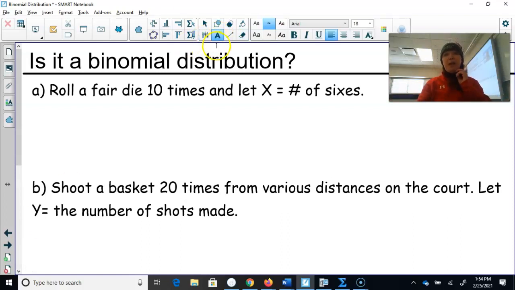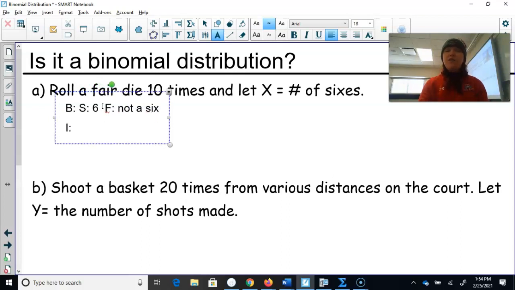So let's start with B. B stands for binary, success or failure. Again, we're rolling a fair die 10 times. We wanna know, are we gonna get a 6 or not? So our success would be a 6. Our failure would be not a 6. I stands for independence. Is each roll independent of each other? Does it affect the chances of getting a 6 the next time?